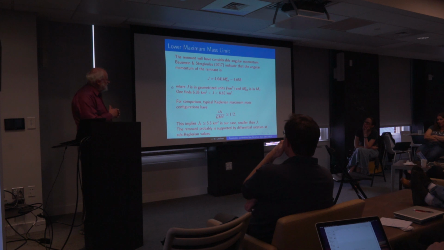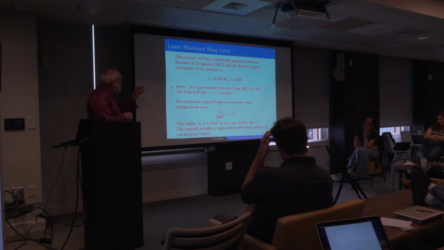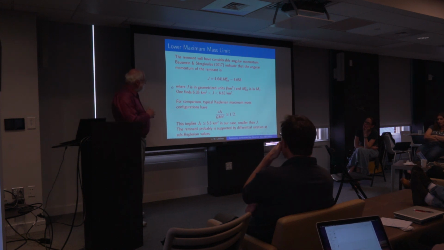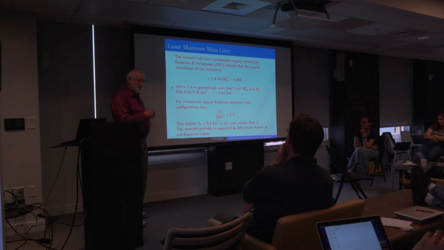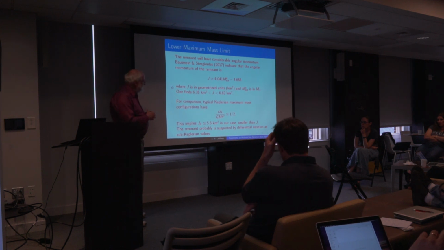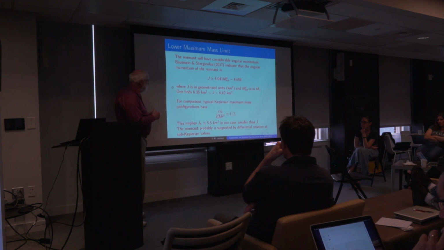Okay, to try to get a lower maximum mass, we do know that the remnant will have considerable angular momentum support. A series of calculations by Bauswein and Stergioulas indicated that you can find a linear relationship for the amount of angular momentum present in the remnant of an inspiraling binary neutron star, independent of the equation of state and independent of the mass ratio, at least for what they've studied. They took several different equations of state and several different mass ratios ranging down to about 0.8 or 0.75. That pretty much covers what we're interested in.